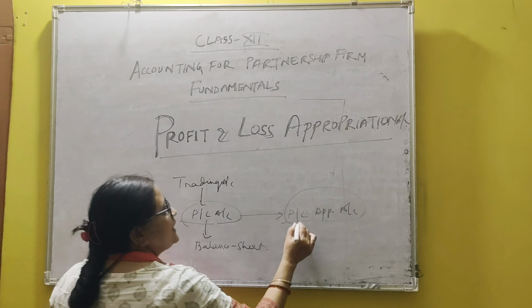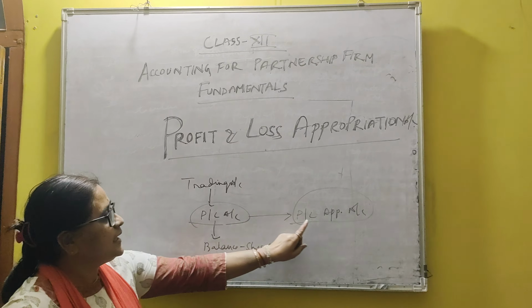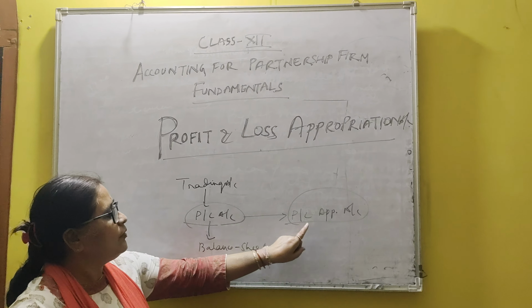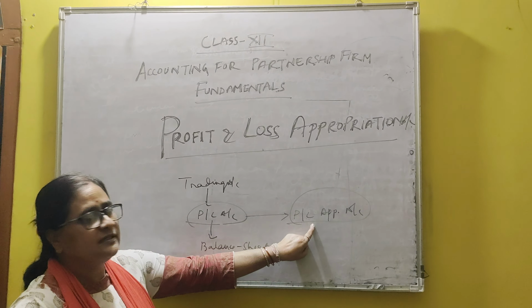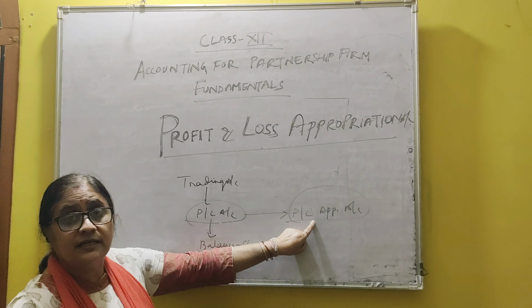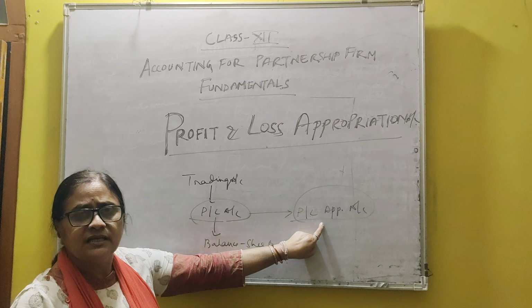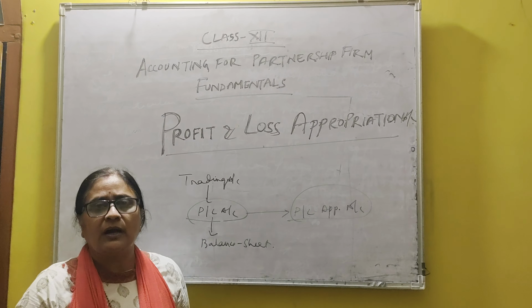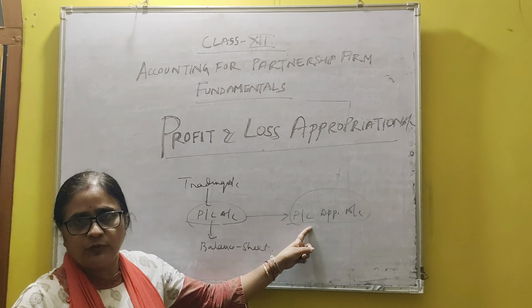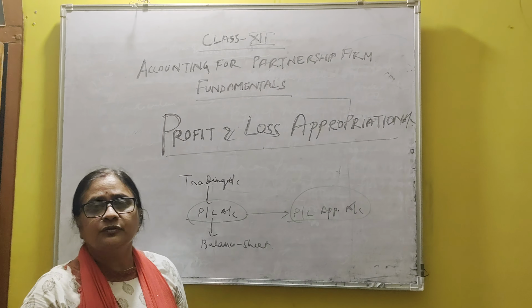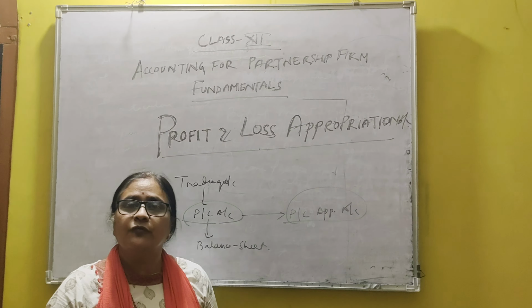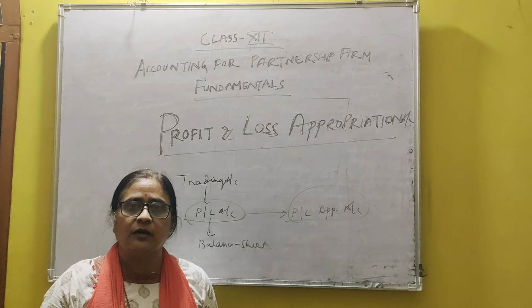Now what is this PL appropriation account? This is the account where we will distribute all the expenses related to the firm and all the income from the firm, from the partner to the firm. That means everything related to the partner will be shown in the PL appropriation account. Now in today's class we will discuss the format of the PL appropriation account.